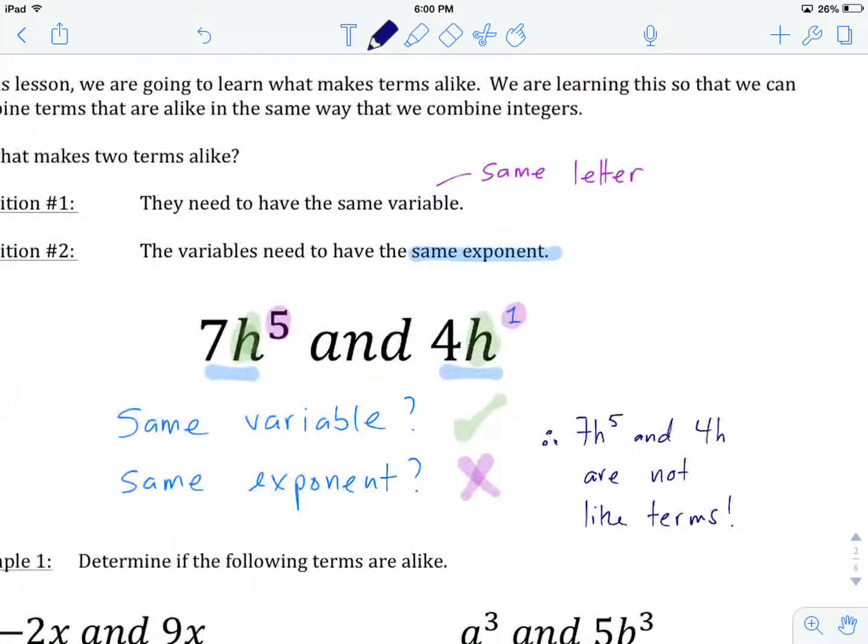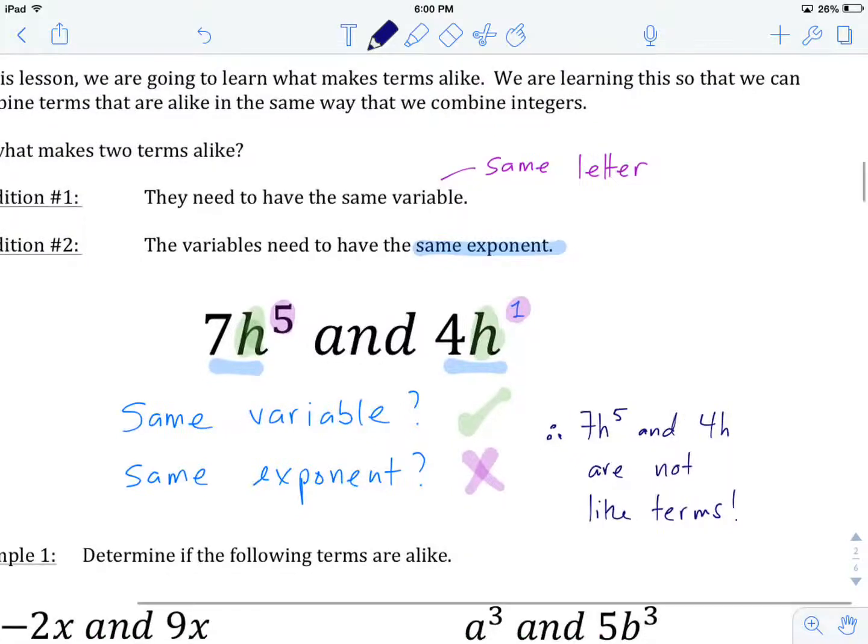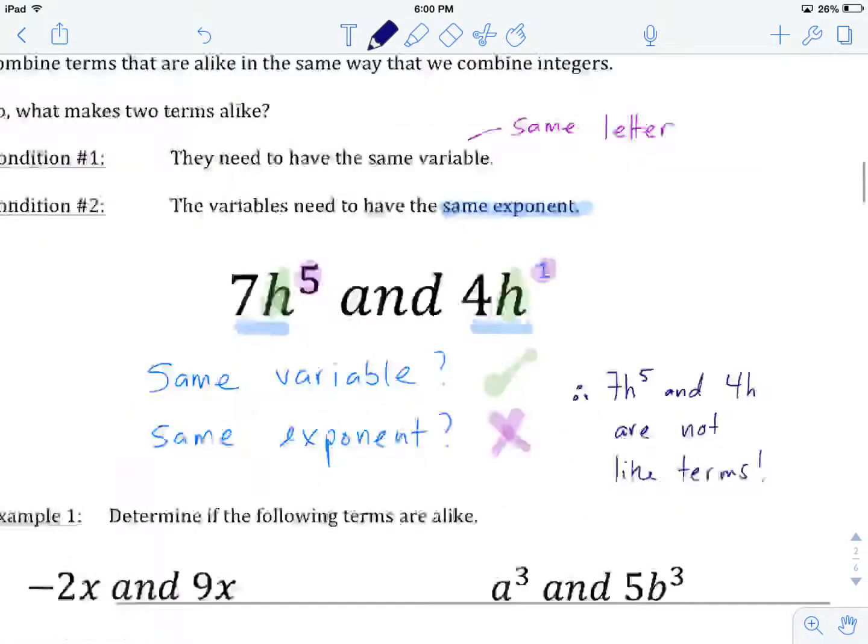Now again, we're not going to always go through all of these steps. I'm going to start to do them orally, and I would like you also to be able to look at two terms and ultimately just know whether they are or are not alike. But for now, we're going to go through these steps where we say them out loud: same variable, same exponent. So let's look at a couple of examples in example 1. Let's determine if the following terms are alike.